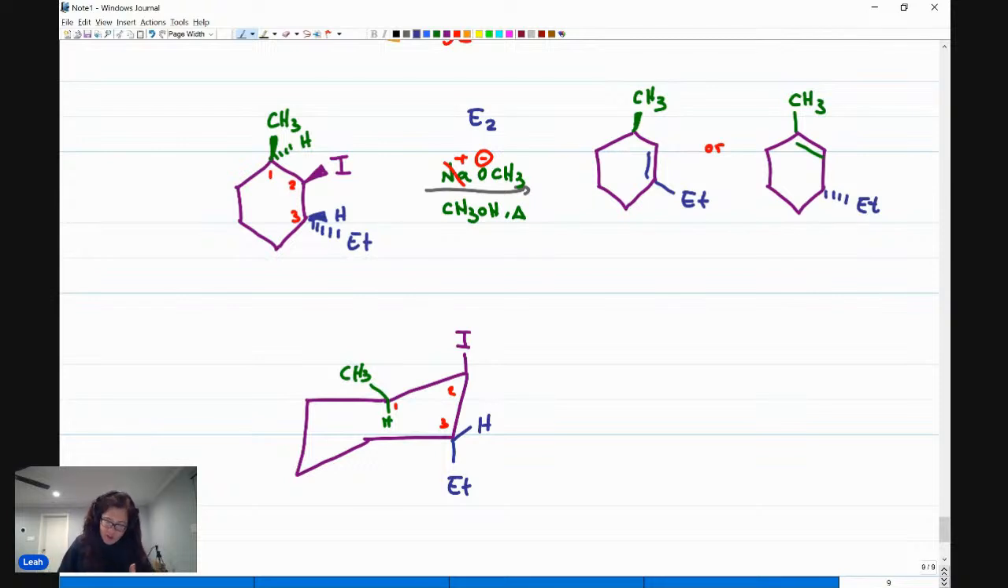Which hydrogen will allow me to do a domino effect attack? Only one. I cannot remove a hydrogen from the equatorial position. It has to be axial.